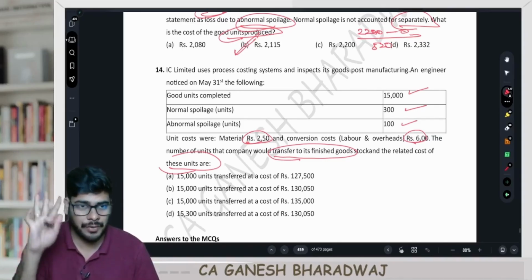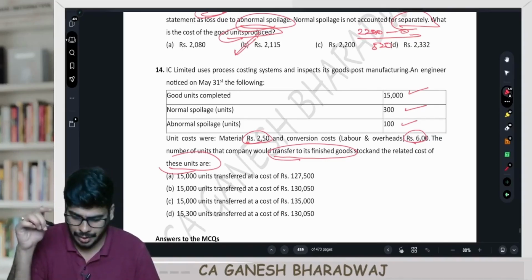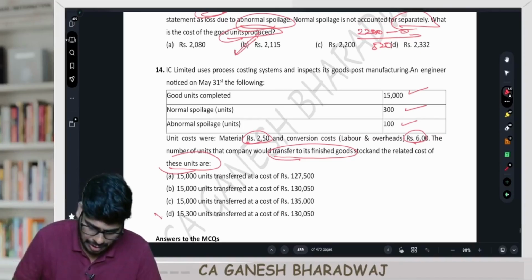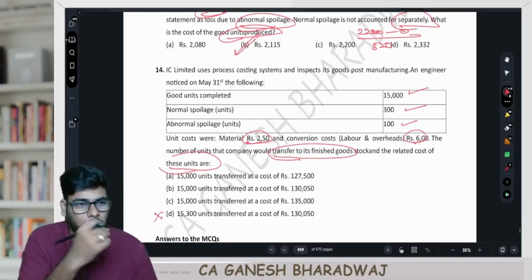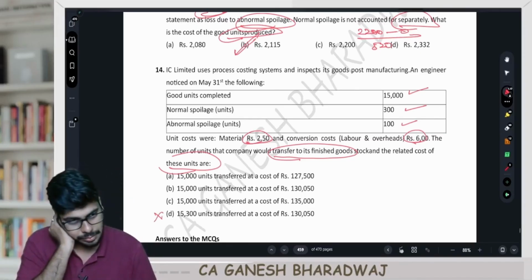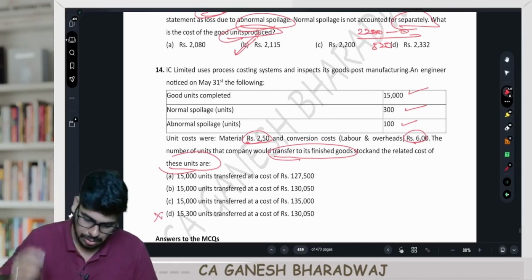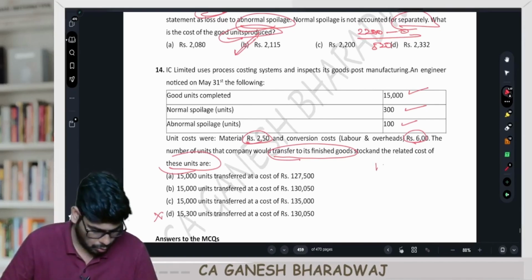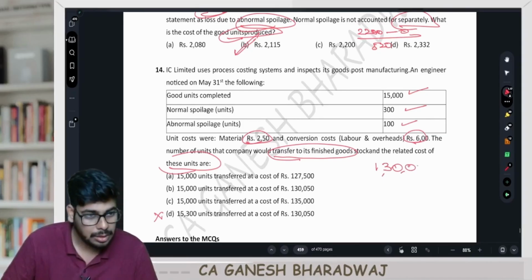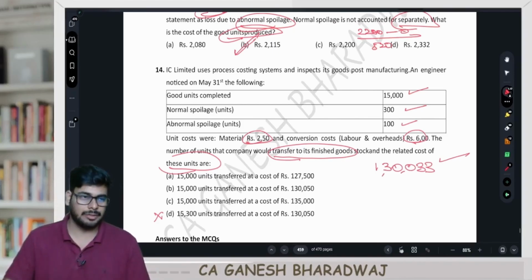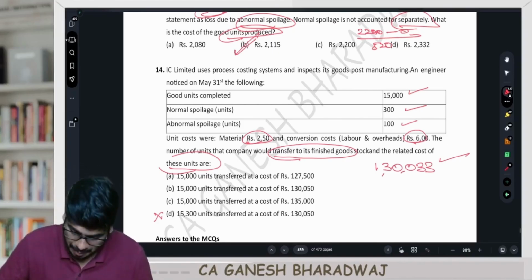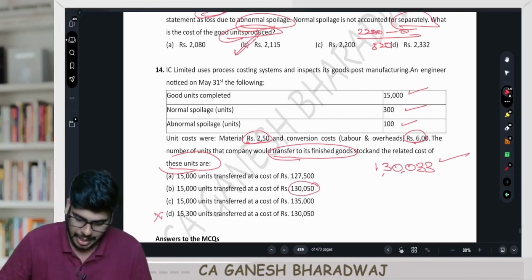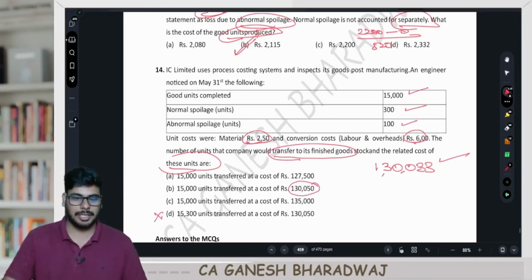15,000 units only? Very good. 15,000 units only. So it's definitely not D. Okay. What is the value you get? 1,30,000, 1,30,033. Excellent. Very good. That is the right answer. But they have rounded it off here and made it as 1,30,050.